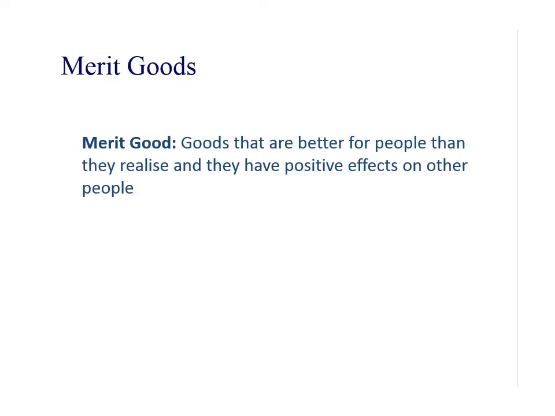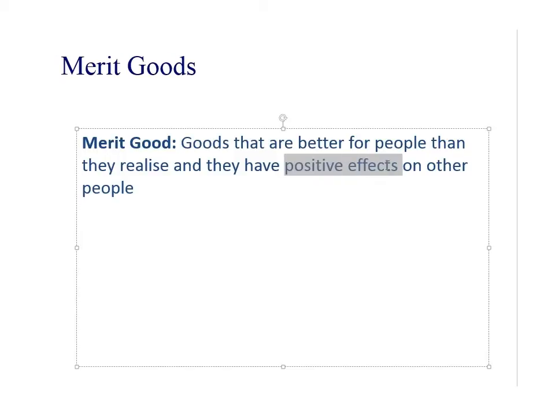Okay, so next thing to go on to, the public sector, is merit goods. So merit goods are goods and services that are better for people than they realise, and they usually have positive effects on other people. So when we're looking at positive effects, we're looking at a positive benefit for somebody else that maybe the person consuming it doesn't feel.